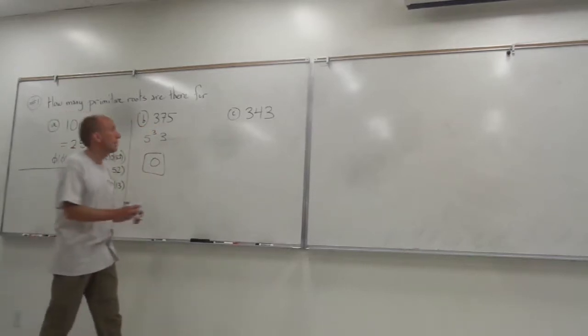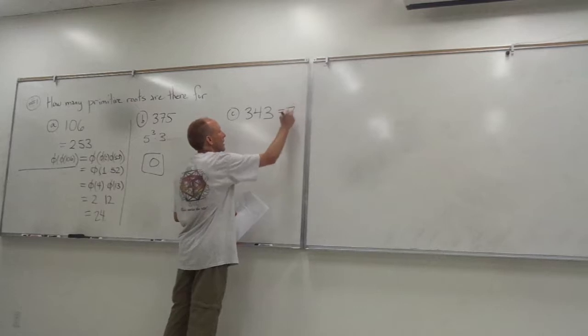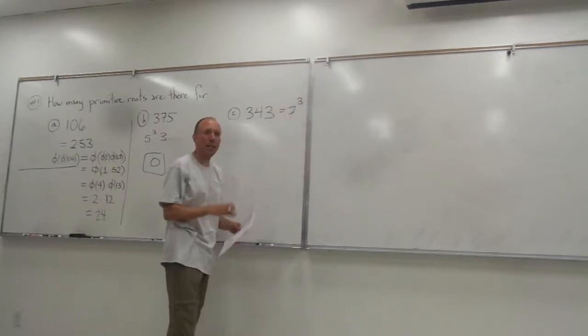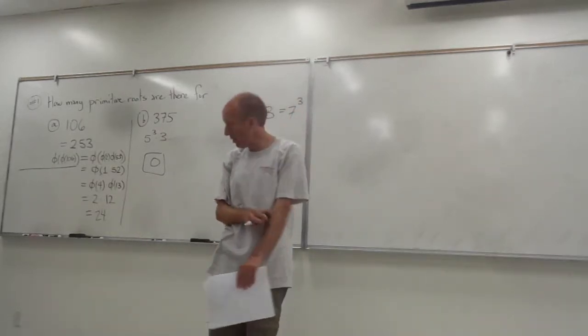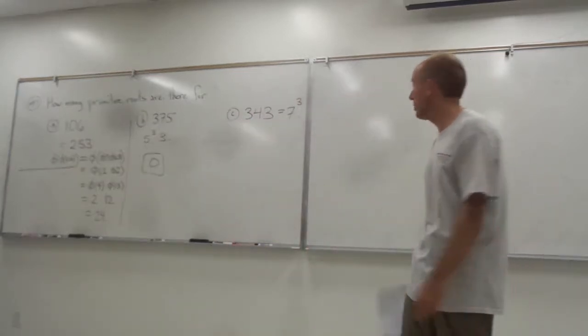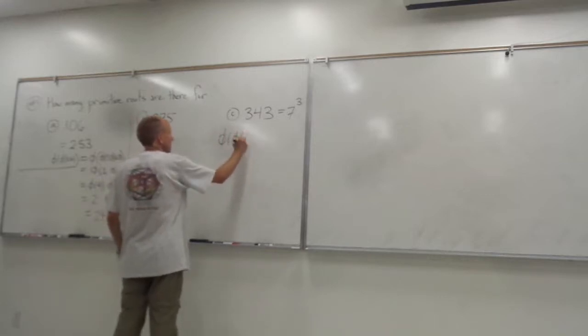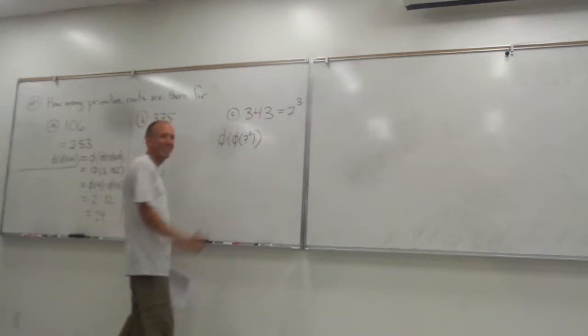343. Does anybody know how to factor that? That's 7 cubed. Does that have any primitive roots? Yeah. It will, according to our theorem, any power of an odd prime will have primitive roots, and so we need to calculate phi of 7 cubed.